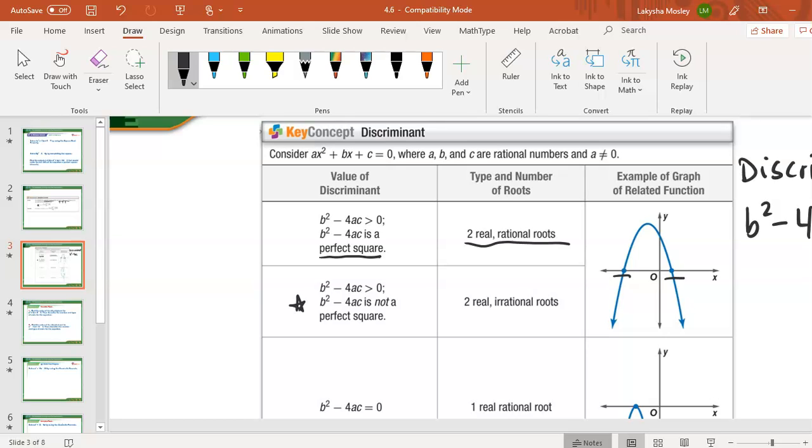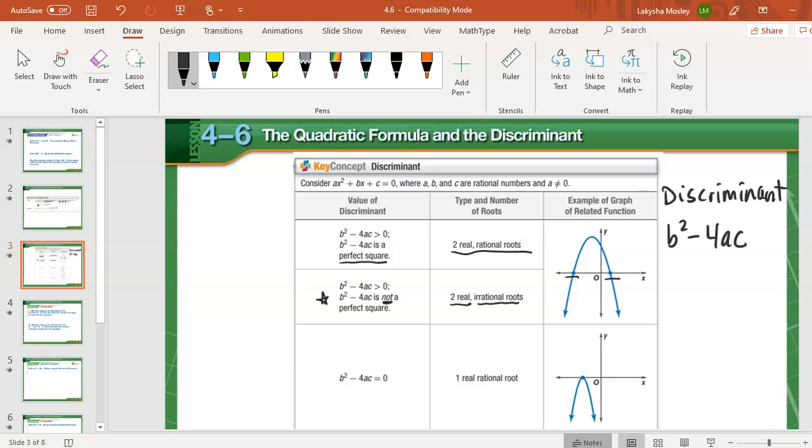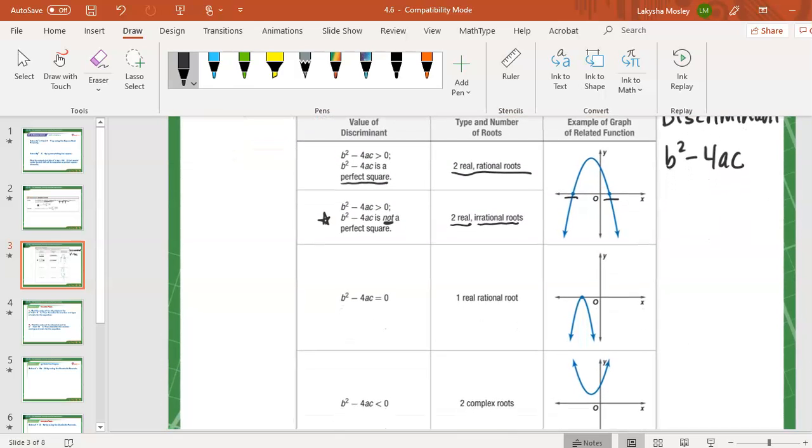Same thing. If you do b squared minus 4ac greater than 0, but if the value when you calculate it is not a perfect square, then you will get 2 real, but irrational roots. And we'll see one of those hopefully either in the homework or as we do some of these problems. So let's keep going. If the determinant, sorry, I said determinant.